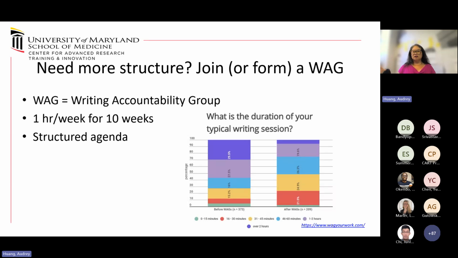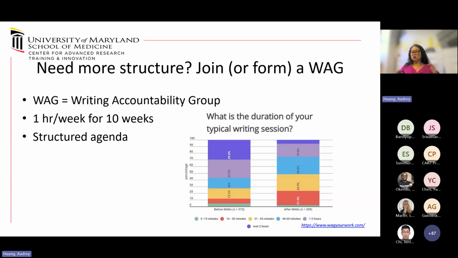And this is just data that the woman who published WAG Your Work, Kim Skorupski, has published, which she has noticed, before WAGs, most academics are spending more than 2 hours, or at least more than 1 hour. That would be most, the purple, sitting and writing and laboring over their writing. After WAGs, after they've established a habit and learned to become more efficient, more people are writing in less time and getting just as much done.